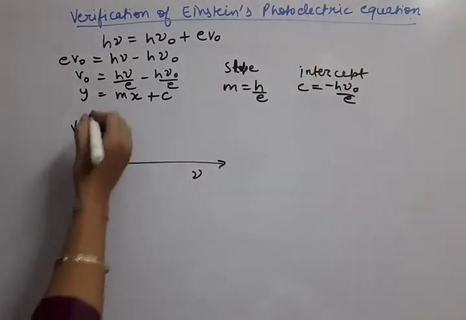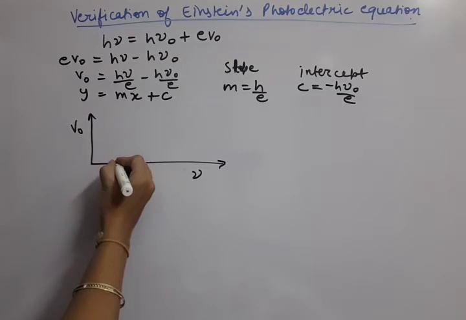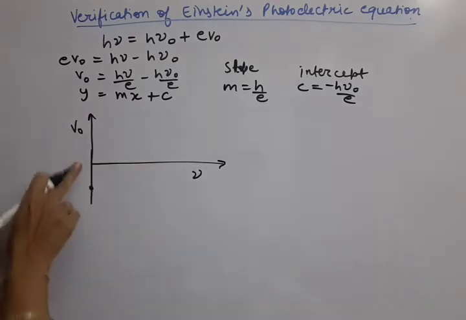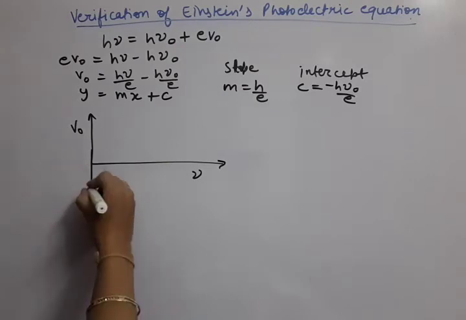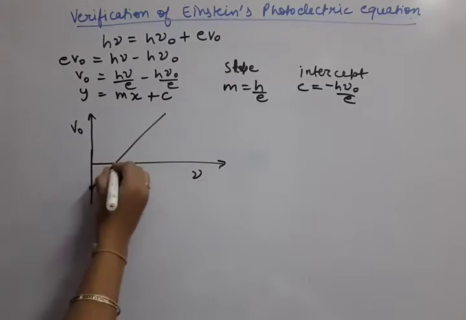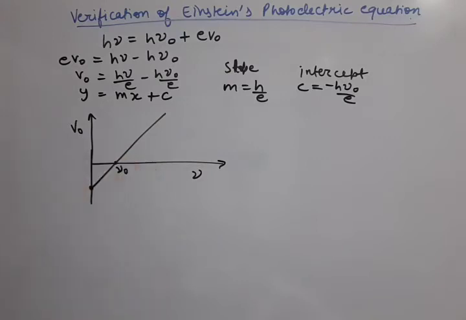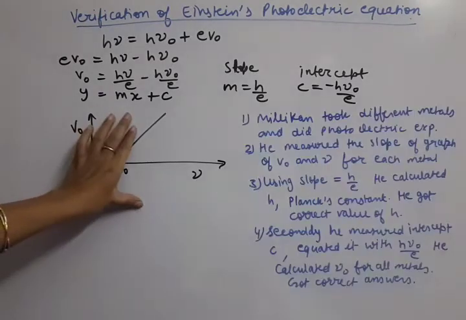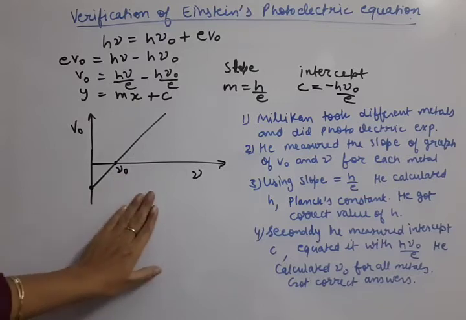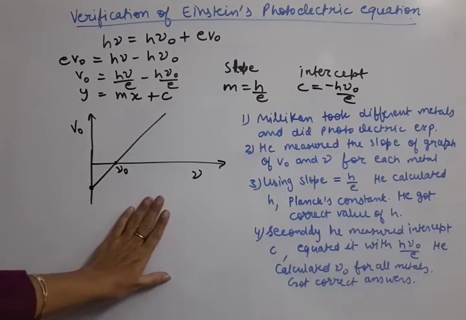Okay, so if we draw the equation, we know that the intercept is coming on the negative y-axis. From here this equation starts, and after that it is a straight line. Wherever it is cutting, that is the nu 0 point. So this was the shape of the graph obtained. Now what was done by Millikan for verification of Einstein's equation?